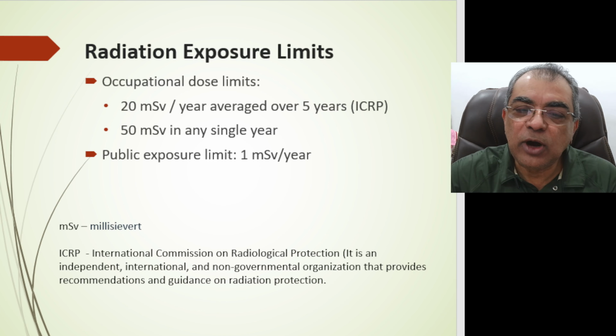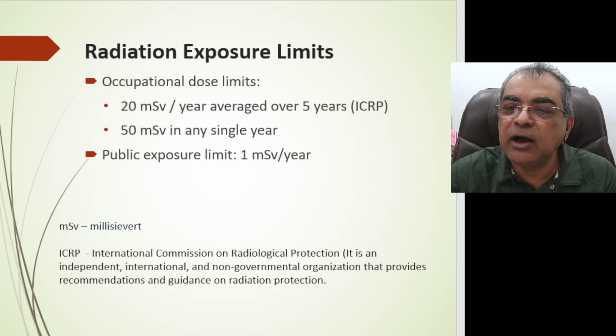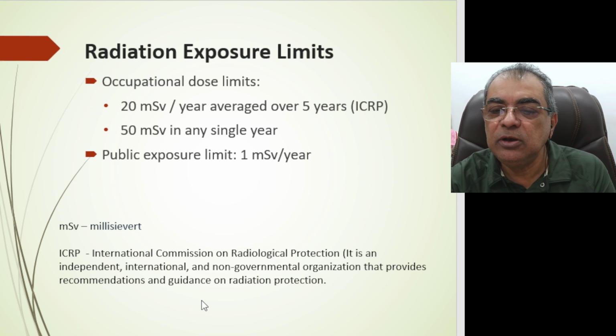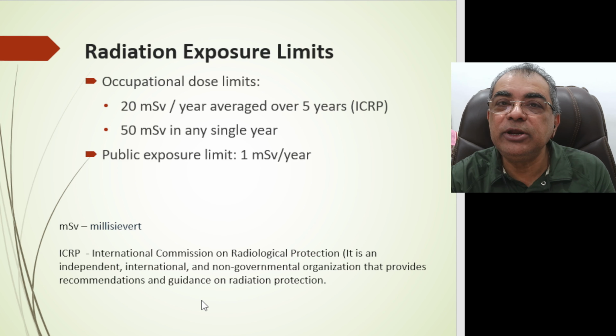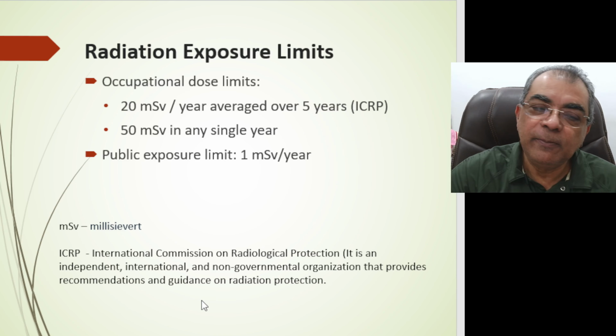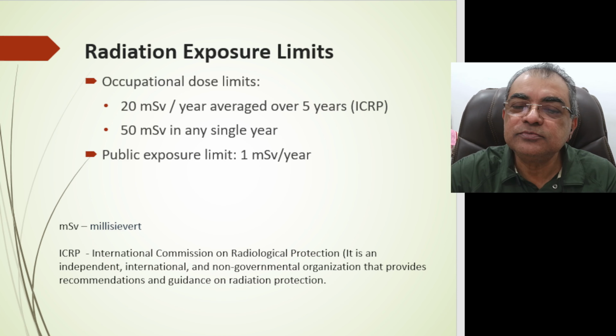Okay, so I have written here what the ICRP is. ICRP is the International Commission on Radiological Protection. It is an independent international non-governmental organization that provides recommendations and guidance on radiation protection. So you have to know this limit.